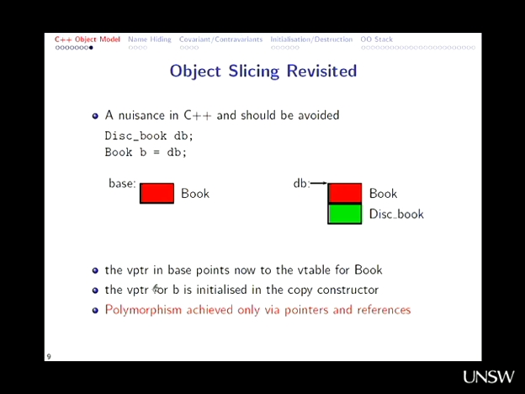The v pointer for book b is initialized in the copy constructor, and so these polymorphic calls are only achieved via pointers and references. That's why if we do the copy, we actually get a solid book object, and its virtual tables get replaced, basically. So if you want a discounted book to think it's a book but still do the appropriate work, and not have an object slicing problem, you need to make sure you use pointers or references.